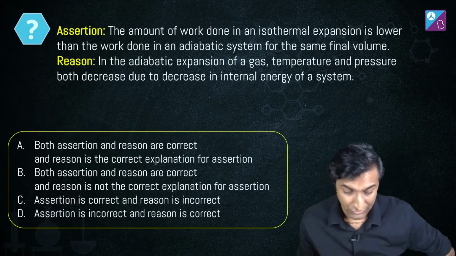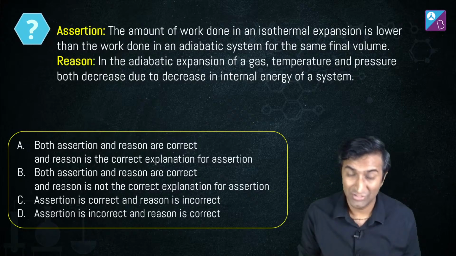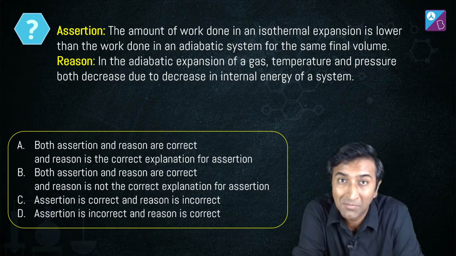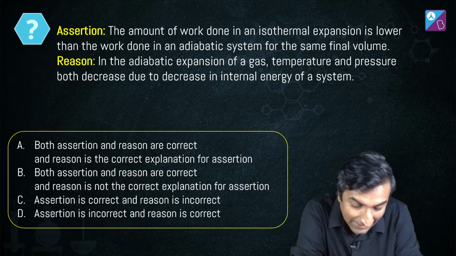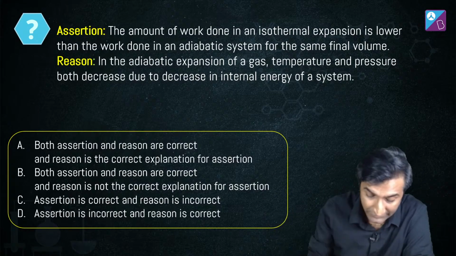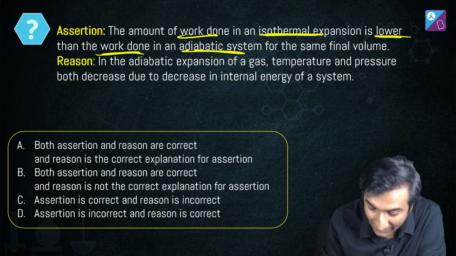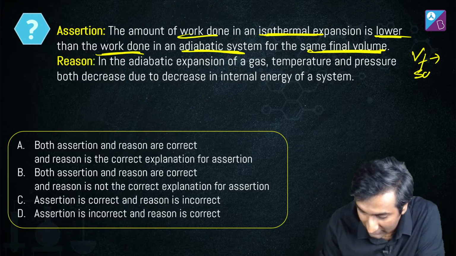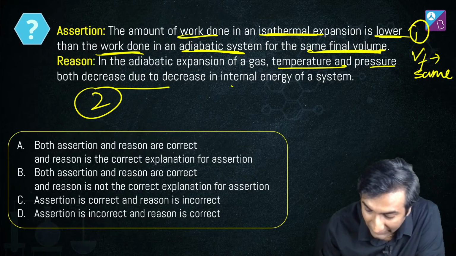All right, let's look at the next question. The amount of work done in an isothermal expansion is lower than the work done, assertion reason, in JEE. It has happened, by the way. A lot of assertion reason questions are creeping into the JEE main system. Reason is, in the adiabatic expansion of a gas, temperature and pressure both decrease due to decrease in internal energy of the system. The statement: work done in isothermal expansion is lower than work done in an adiabatic system for the same final volume. Okay. The reason is temperature and pressure both decrease due to decrease in internal energy of the system.